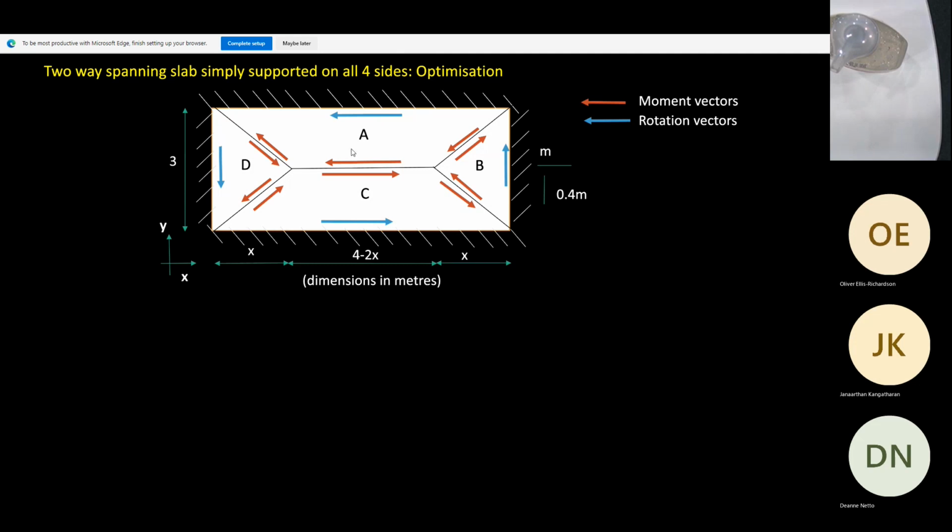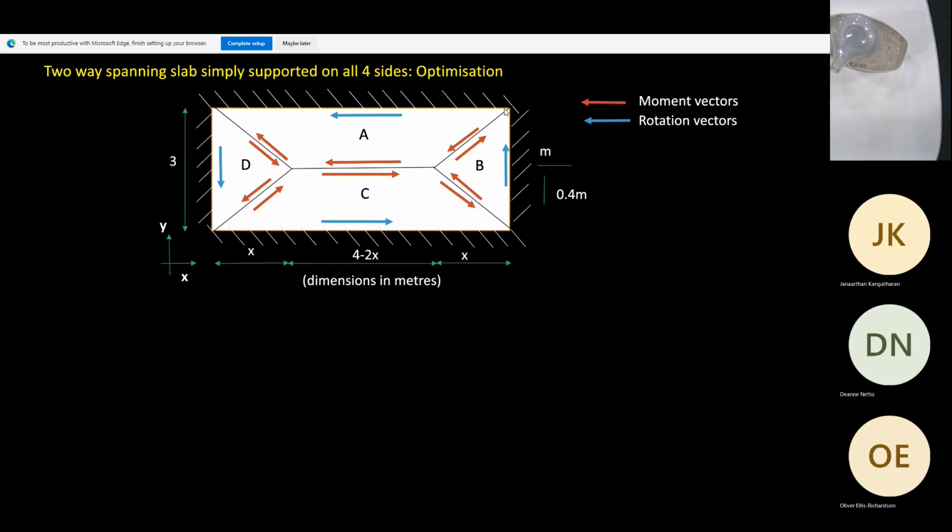So I repeat, you got your moment coming this way, okay? And use the right hand, and the thumb will give you the direction of the moment. And you do the same for this yield line and this yield line. It's exactly the same. You've got the moment and the vector. For the rotation vector, this region A rotates about this axis here, about this side.